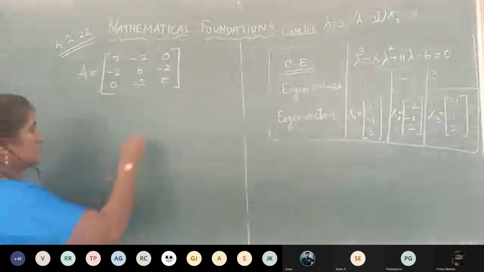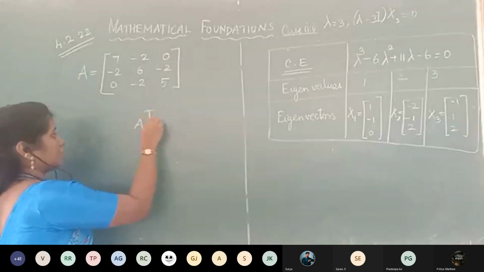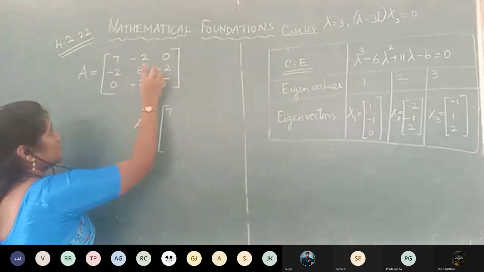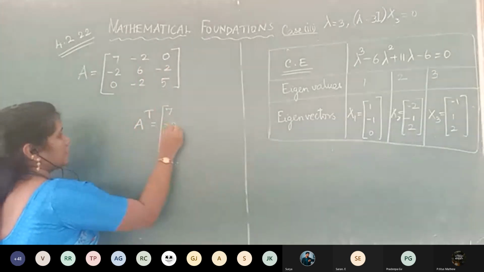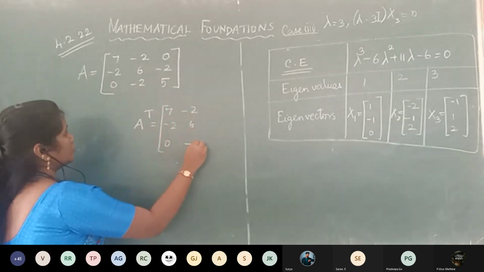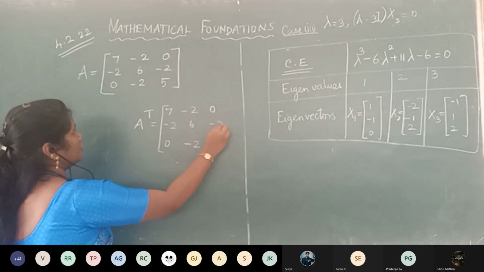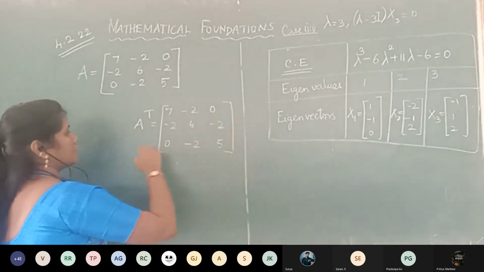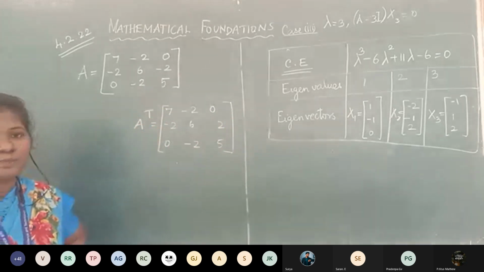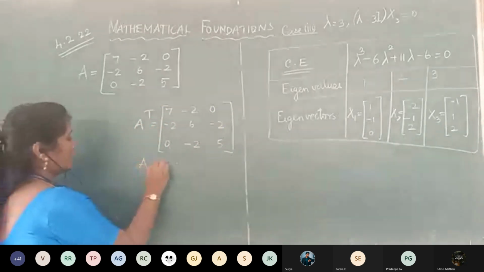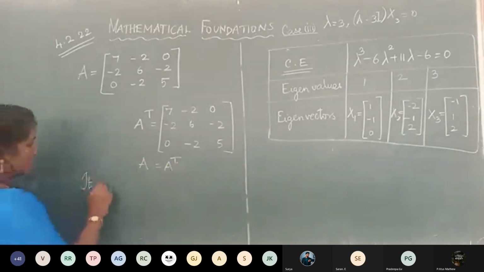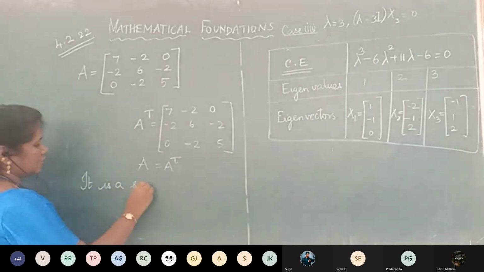Otherwise, if you find that confusing, find out your A transpose. For your A transpose, you will take your rows to be columns. So the rows are 7, minus 2, 0. So 7, minus 2, 0. Minus 2, 6, minus 2. 0, minus 2, and 5. Okay. See whether it is equal. Both are equal. So since A is equal to A transpose, what does it imply? It is a symmetric matrix.